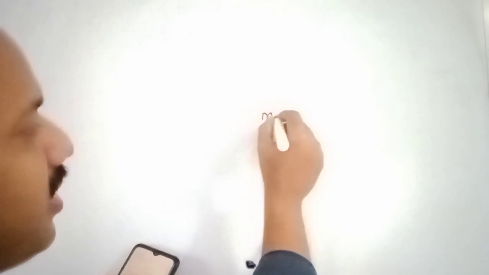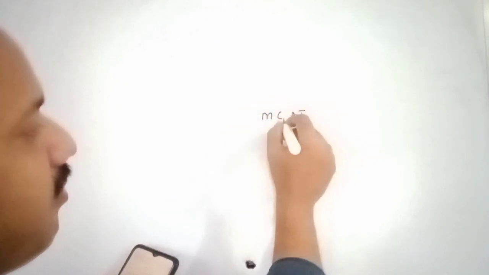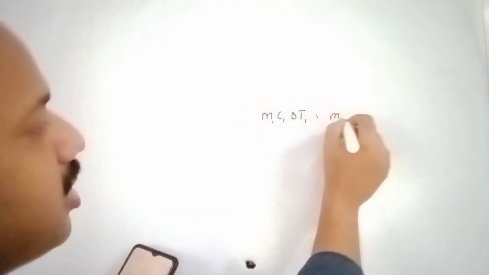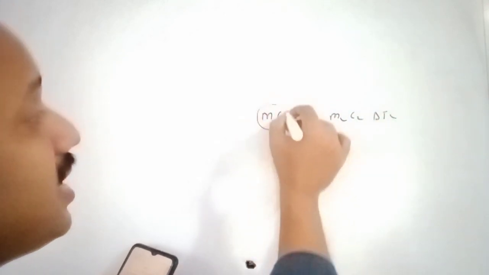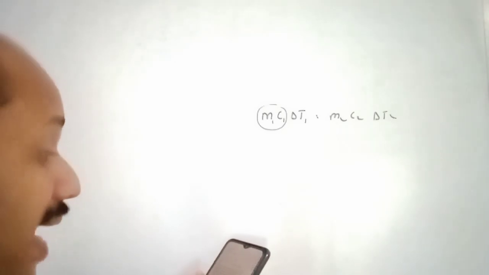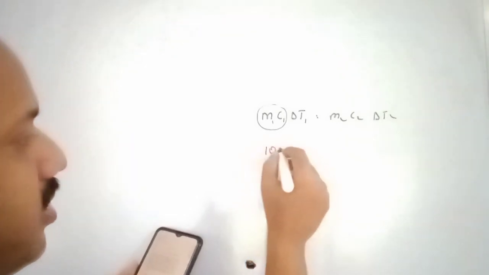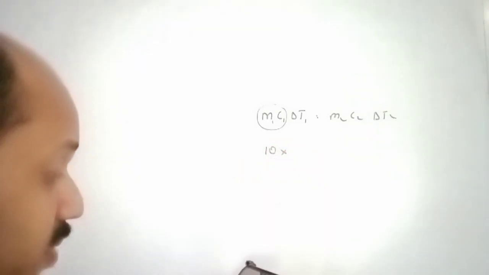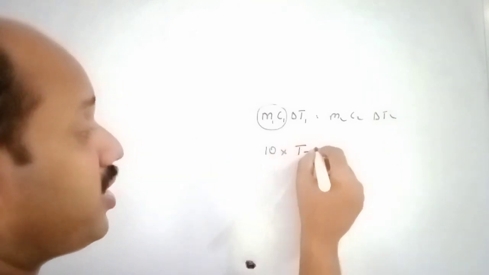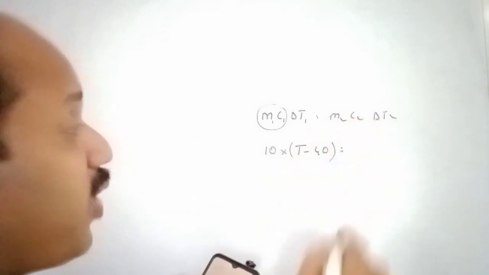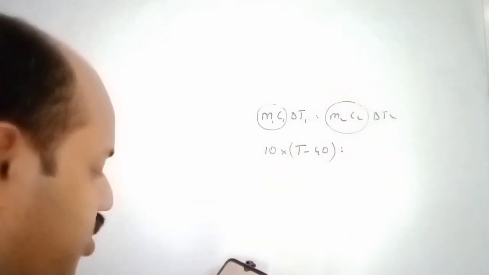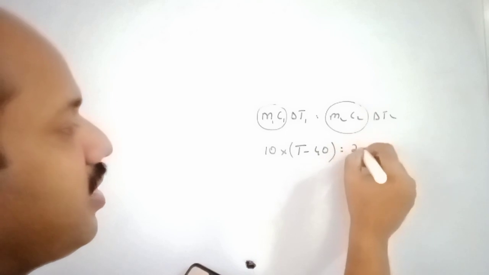We know that M1 C1 delta T1 is equal to M2 C2 delta T2. The specific heat capacity is given, that is 10 calorie, right? Now delta T1 is how much? The new temperature is 40. Initial temperature we don't know. This hot body temperature decreases. Now water equivalent is given, then we can take it as 200 itself, right? It is 200.